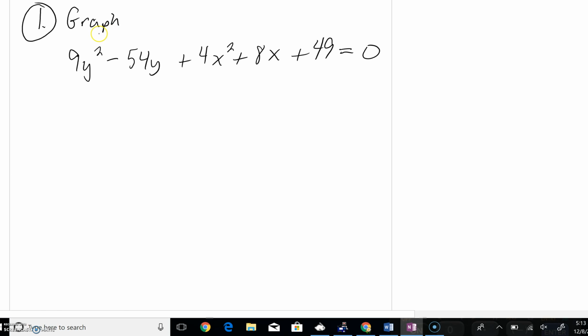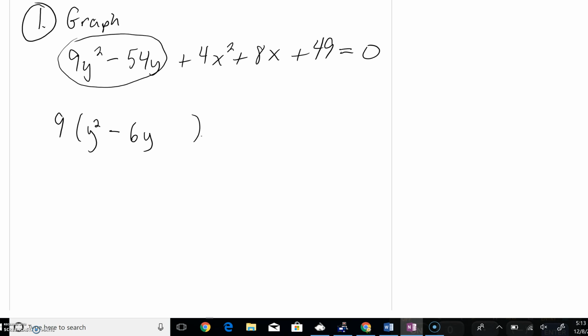We're going to look at our y terms and factor out the leading coefficient. Factoring is really undistributing, so that's really dividing. So I'm dividing everything I just circled by 9. You can always double check if you're right by redistributing the 9 in.